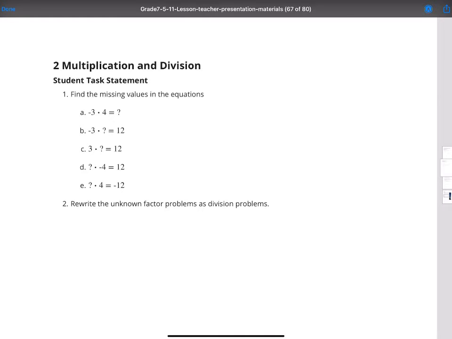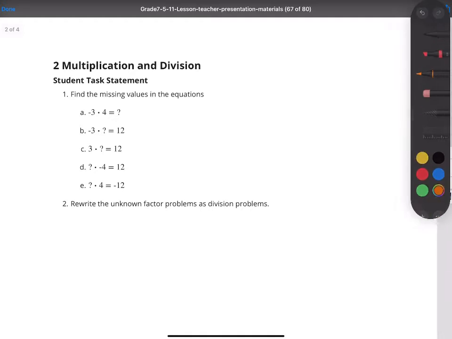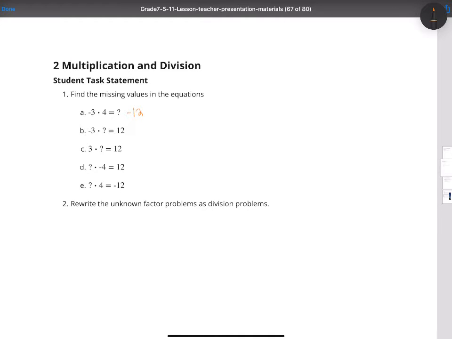Okay, guys, let's look at the second student task statement called multiplication and division. So the first problem says find the missing value in the equation. All right, so -3 times +4, the signs are different, therefore my answer will be negative. So it will be a -12.